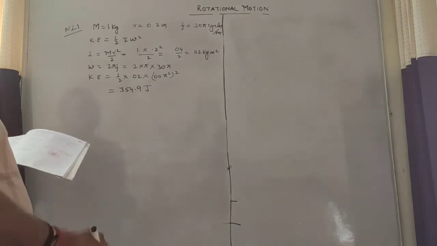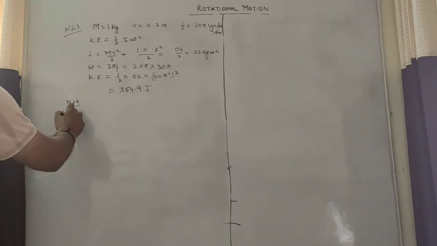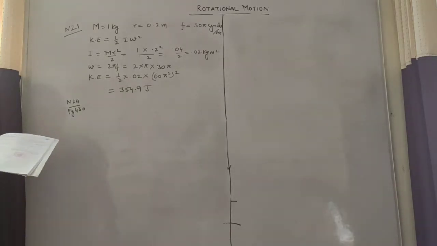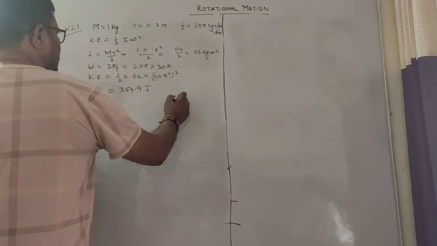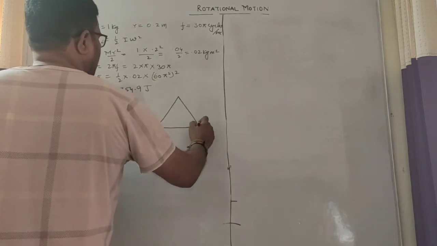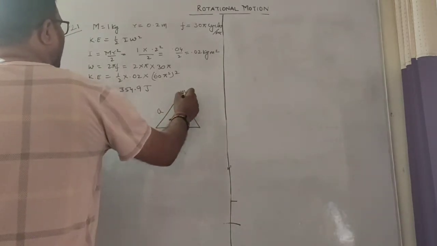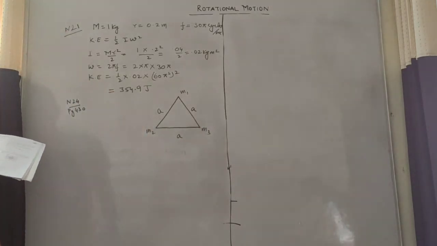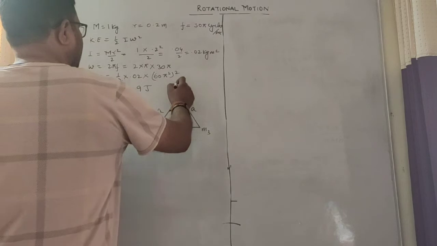Now next is numerical number 24. Numerical number 24 I am discussing now, on the page 430. 3 particles of masses m1, m2, m3 are placed at the vertices of an equilateral triangle. So this is an equilateral triangle of side A. M1, M2, M3 are placed at vertices of an equilateral triangle of arm A as shown in figure. Find the moment of inertia of the system.